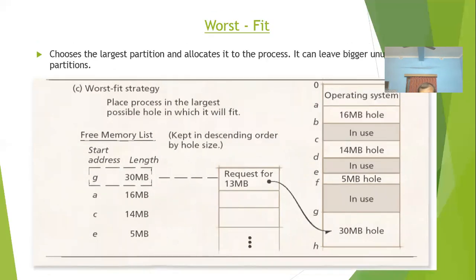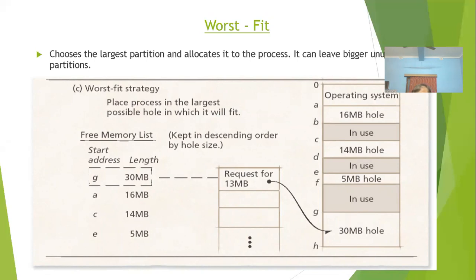And then we have the worst fit. Now what is worst fit? It is easily recognizable from the name itself. Choose the largest partition and allocate it to the process. It can leave bigger unused memory locations in the system.